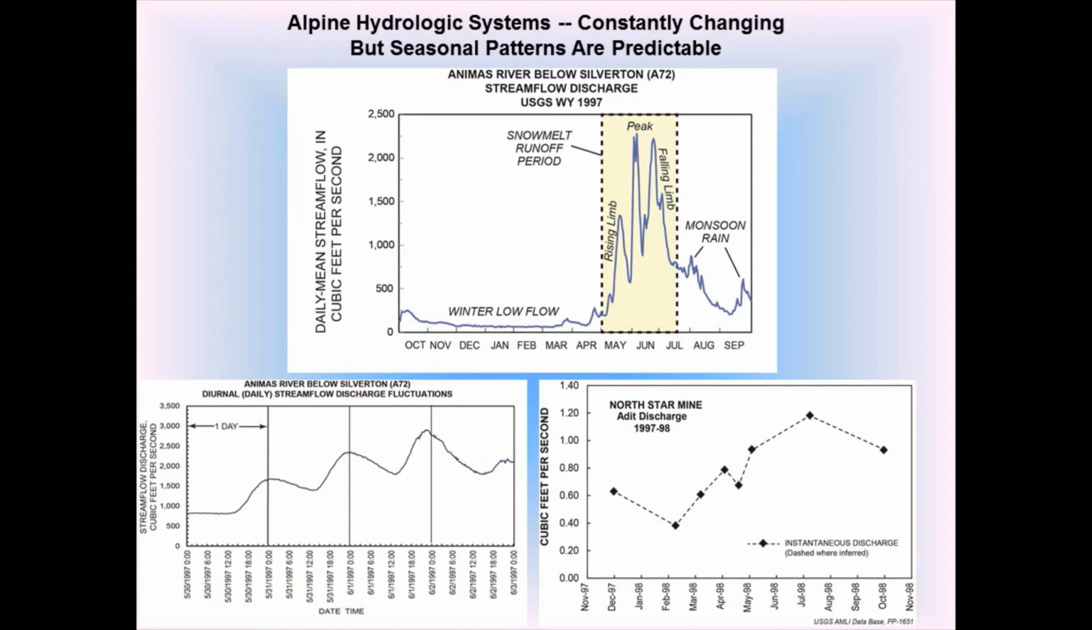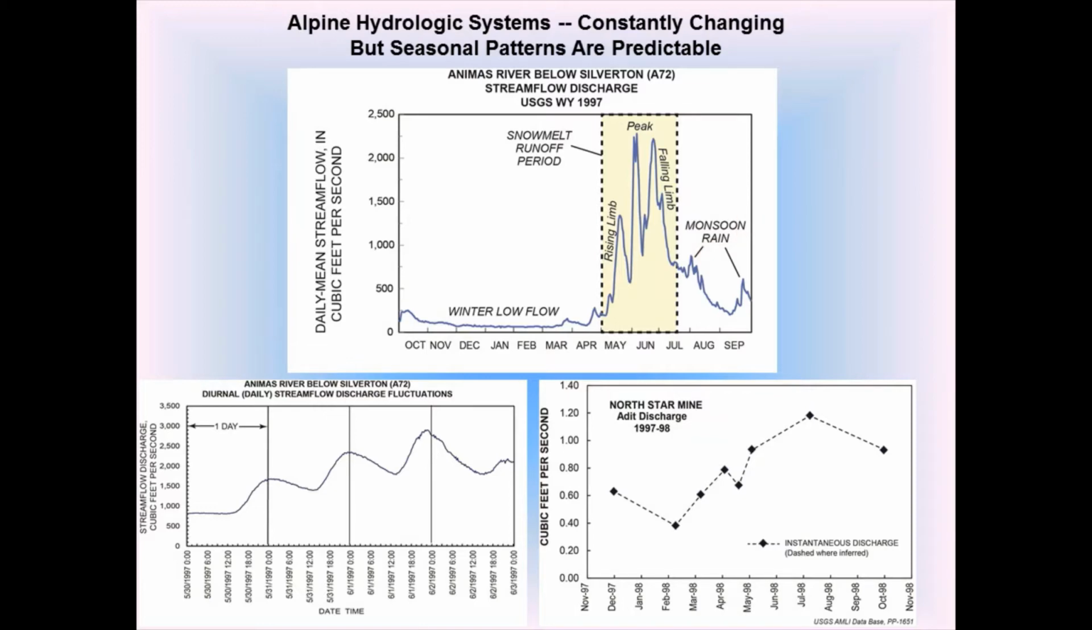This top graph shows the Animas River below Silverton, A72. Daily mean stream flow, discharge in cubic feet per second, showing these seasons: winter low flow, snowmelt runoff period, and the monsoonal rain season.